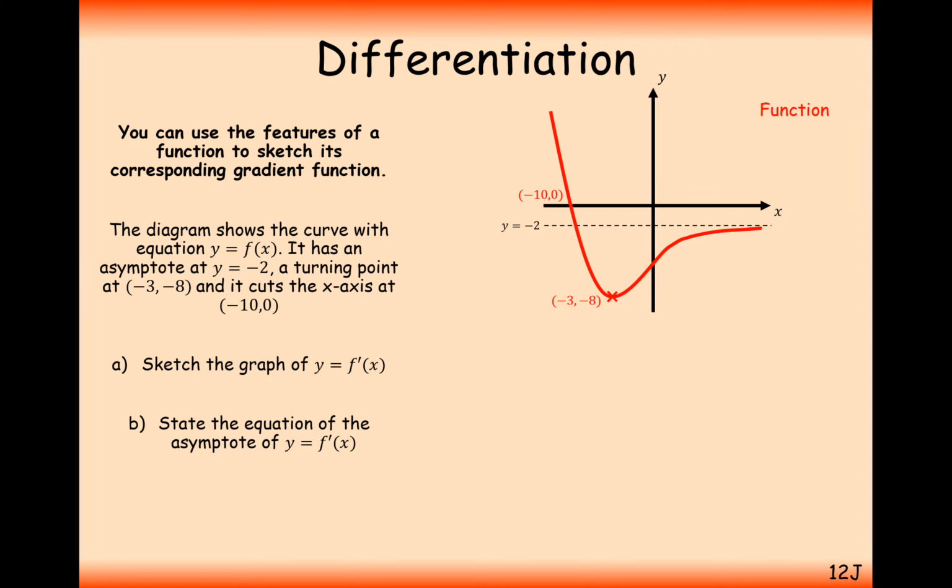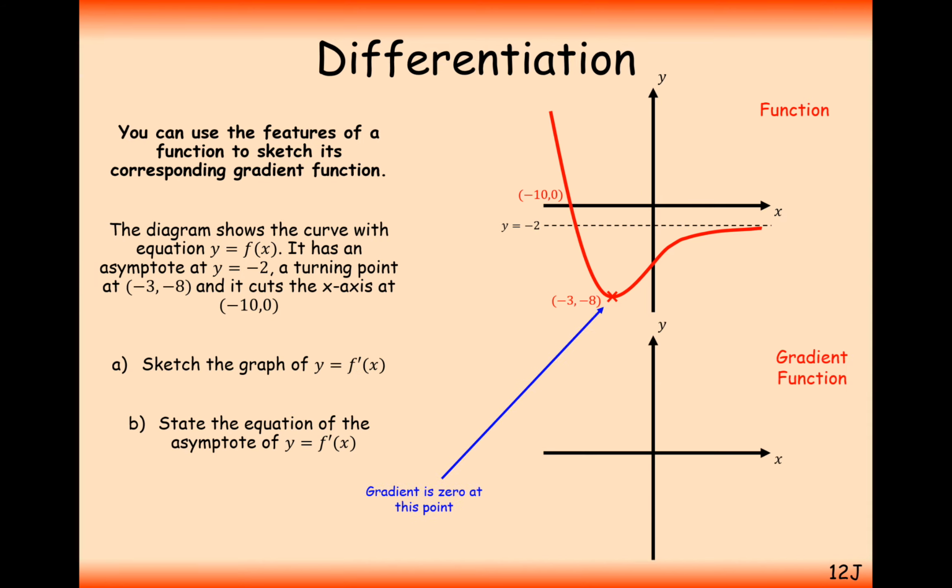Let's have a look at a question then. So the diagram shows the curve of y equals f of x. It has an asymptote at y equals minus 2, and a turning point at (minus 3, 8), and it cuts the x-axis at (minus 10, 0). Sketch the graph of f dash of x. So when it's f dash of x, that means the differential. So what we're going to look at here is the gradient of when it's 0, so that will have a marker at the point 0.